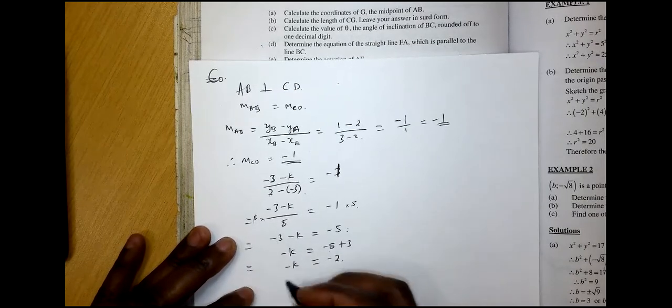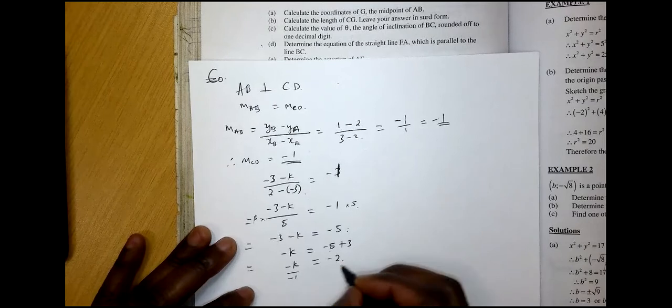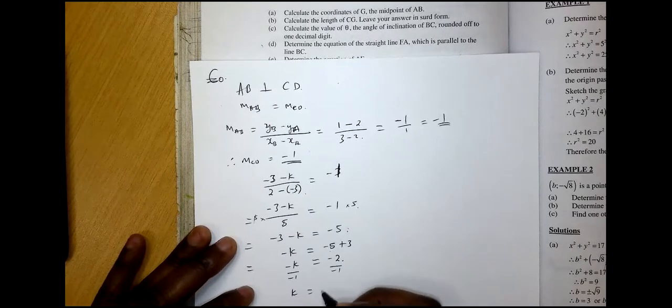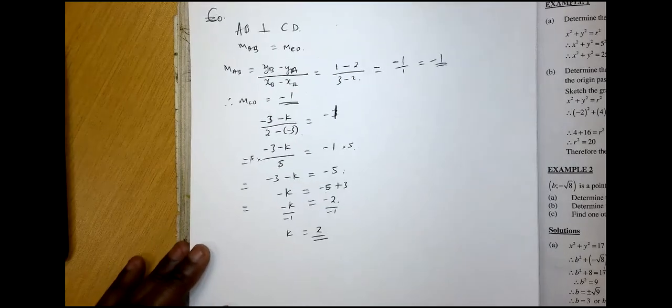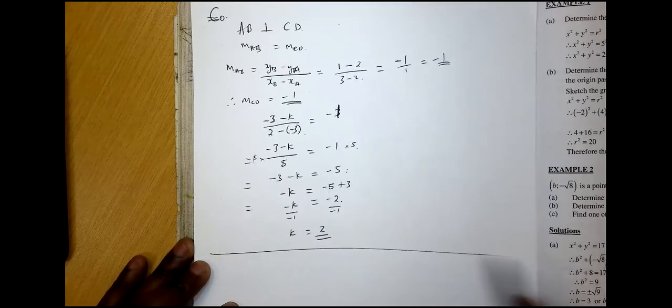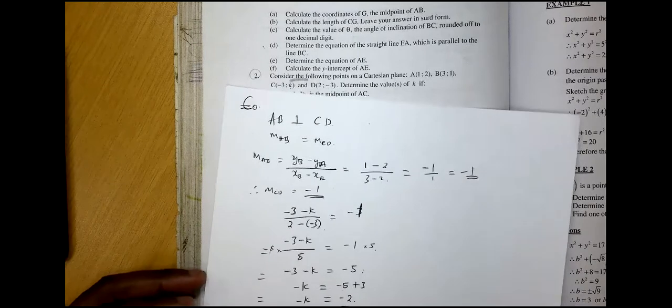So what are we going to get here? We're going to say by negative 1, K is going to be equal to 2. That's how we get the K there. That's your value of K, if you are given that those two are parallel. All right. Now let's see here.